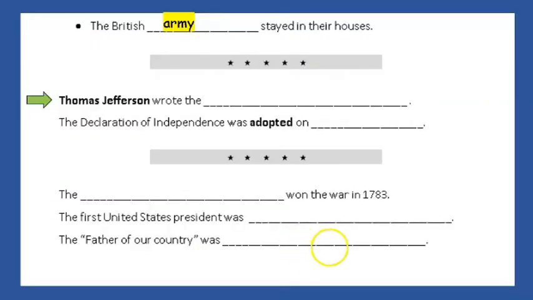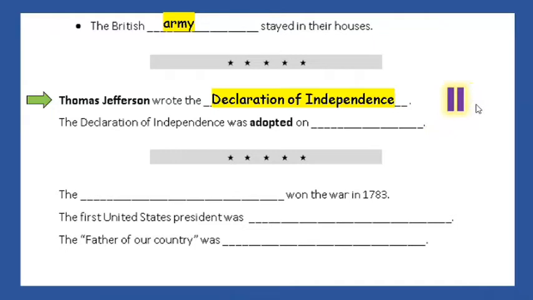Look at your paper. Thomas Jefferson wrote the Declaration of Independence. Say Declaration of Independence. Say the sentence, Thomas Jefferson wrote the Declaration of Independence. Pause the video and write Declaration of Independence.